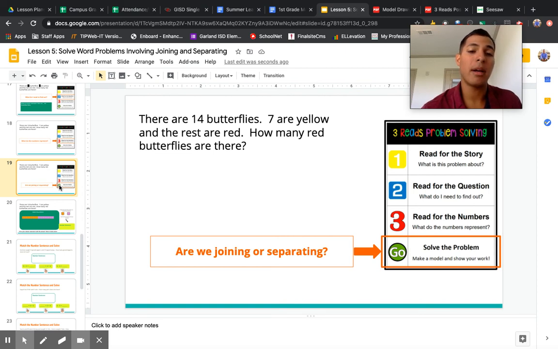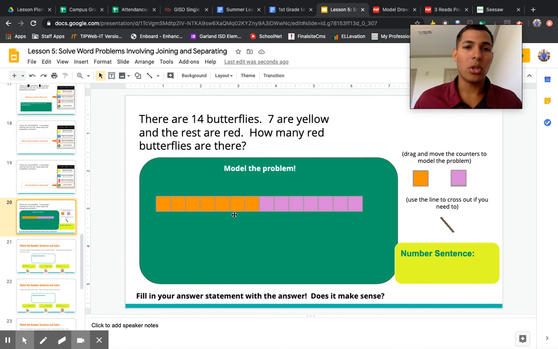We're separating here. We are not joining, right? We already have a whole, so we don't need to add anything together. So if we're not adding anything together, what does that mean? We're subtracting. We're going to be getting rid of some to find our other part, right? So let's see. Here we got 14 butterflies, 7 of them are yellow and the rest are red. So we're going to use orange or yellow, or purple. So we have to count 7, because that's how many we already know are yellow.